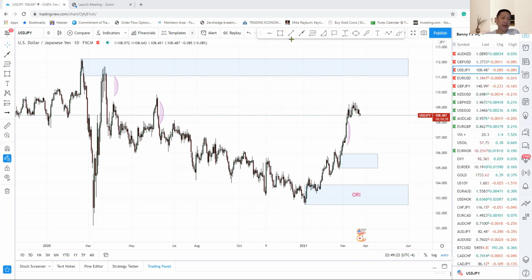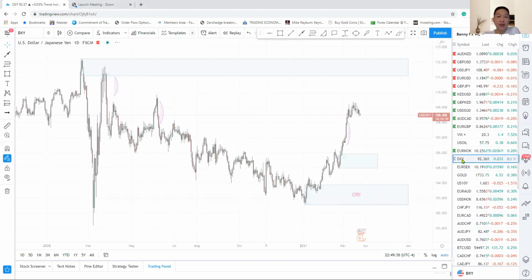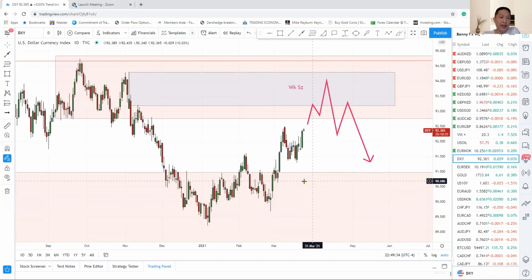Let's take a look at the market today. Now, before I go into the dollar yen, I'd like to take a look at the dollar index. This is what I see on the dollar index. In my opinion, there's potential upside again for the dollar to move even higher towards the 93, 94 area before we see a significant move down.